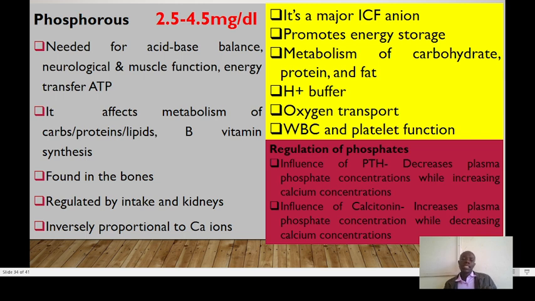So with the influence of PTH, we find decreased phosphate concentration while increasing the calcium concentration. Whereas with the influence of calcitonin, this one will increase phosphate while decreasing calcium concentration. Remember, PTH and calcitonin will also be regulating the calcium in the body. So the PTH increases the level of calcium in the body but decreases the level of phosphate. Whereas calcitonin decreases the level of calcium in the body but increases the level of phosphorus in the body.